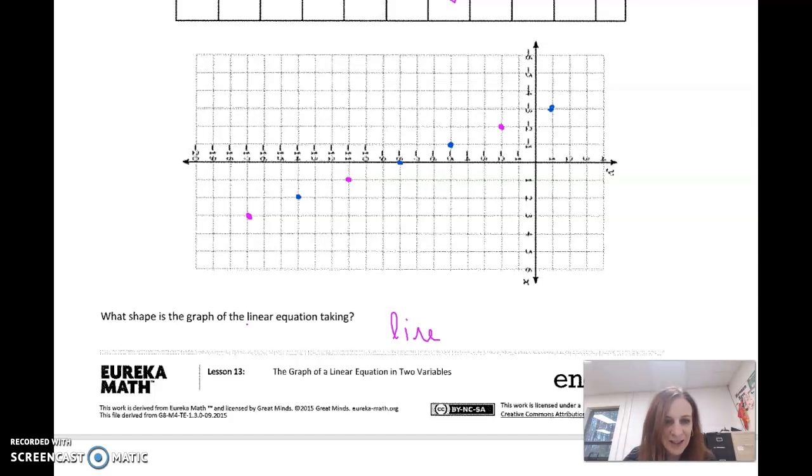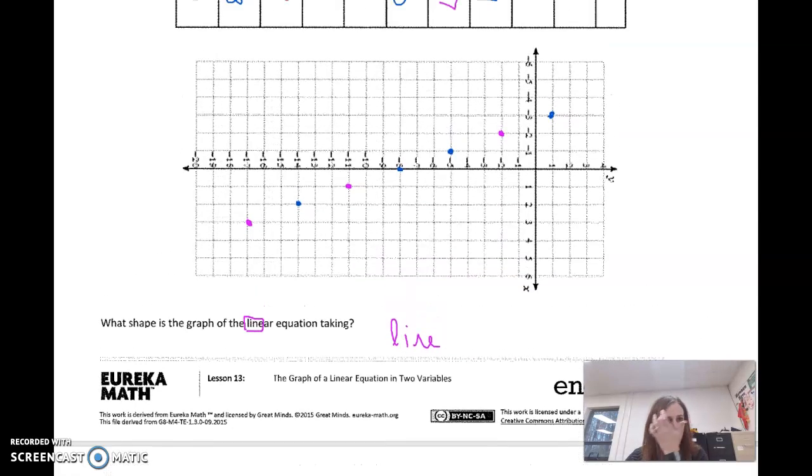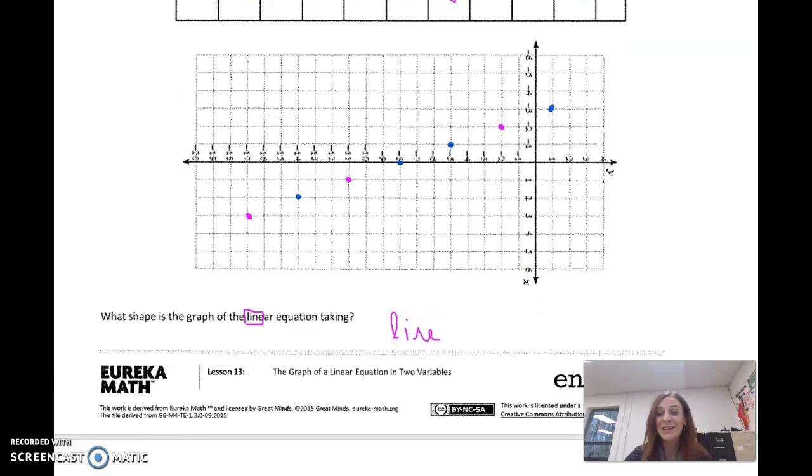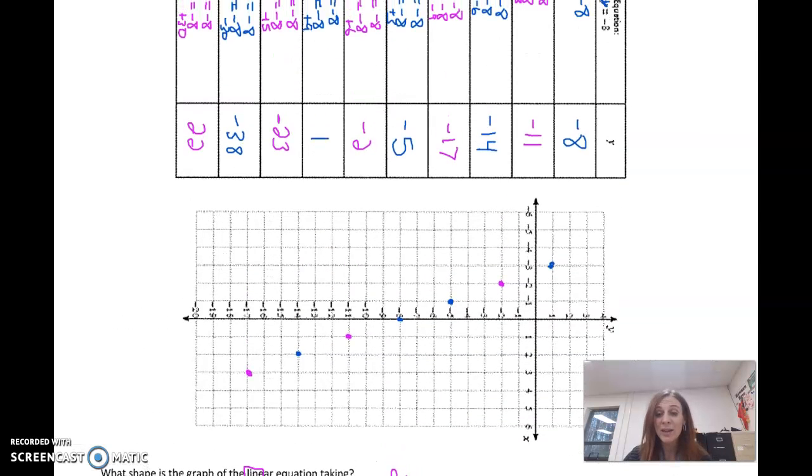And if you look in the word linear, you see the word line. So linear equations, the graph of those are going to be lines. Okay? All right, let's stop right there, and I will do the next one in the next video. But again, this is the same thing we've been doing, and I want you guys to realize that. Our focus now, though, is what shape is the graph going to take?